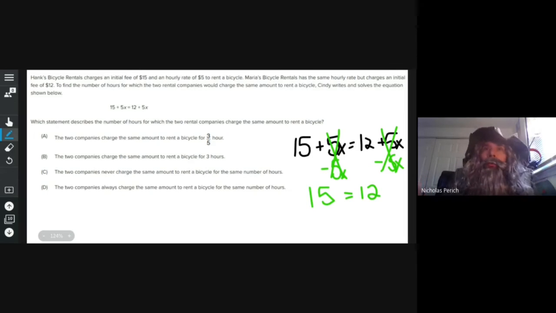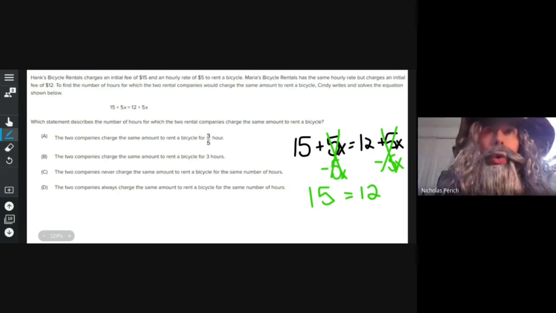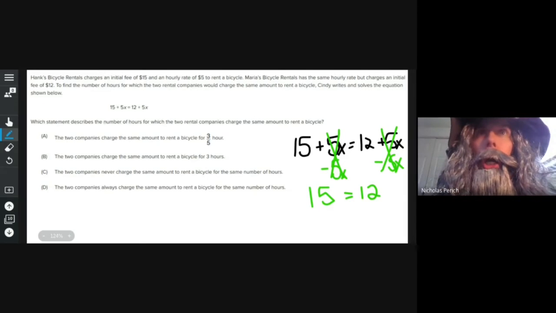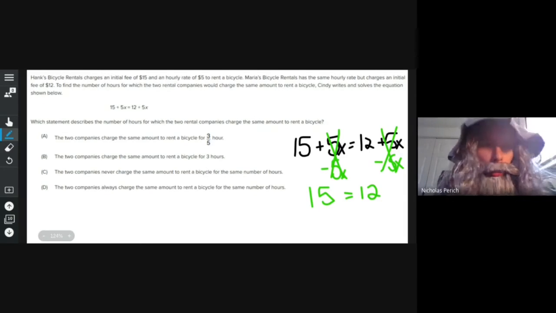I'm waiting for somebody to put on the chat what the answer to this system or this equation is, because I simply don't know. And no one's doing it.